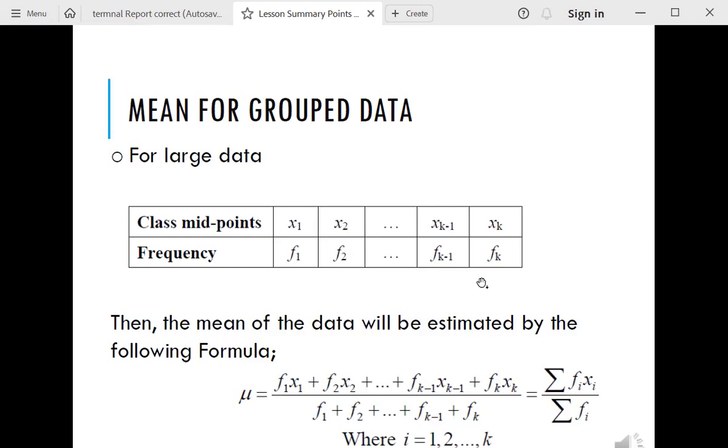Then the second point was in relation to the measures of central tendency. We said that to talk about the measures of central tendency, there are some key things we need to talk about: the mean, the median, and the mode.